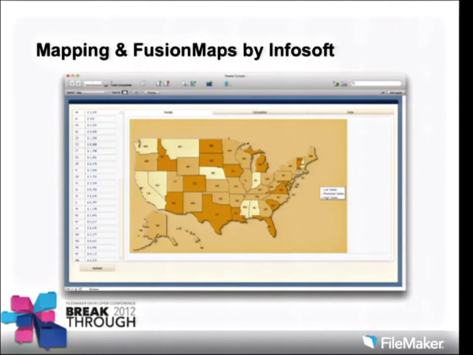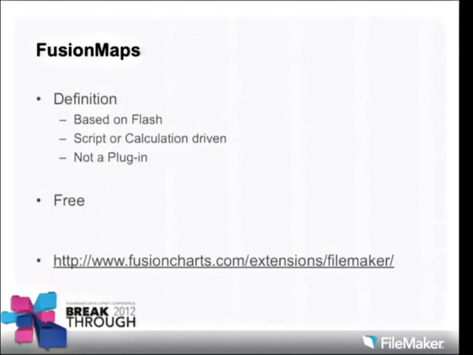So what is Fusion Maps? Fusion Maps is a library of maps. They are specialized in charting, but we've been doing charting for quite some time now, so they also have mapping technology. Instead of representing data in a chart, they represent data using a map. They have an extensive list of maps, whether maps of countries, of states, or of the world, where you can target which map you want to use in FileMaker.